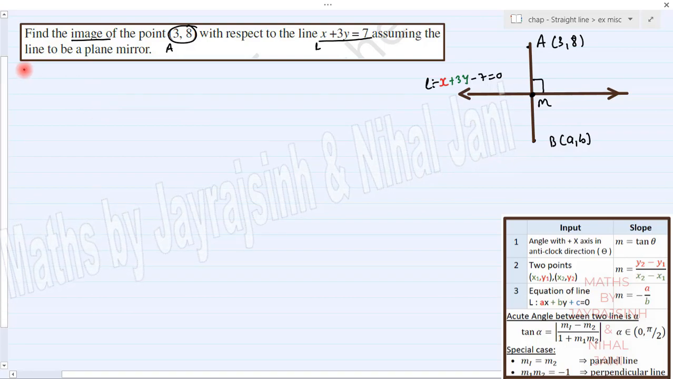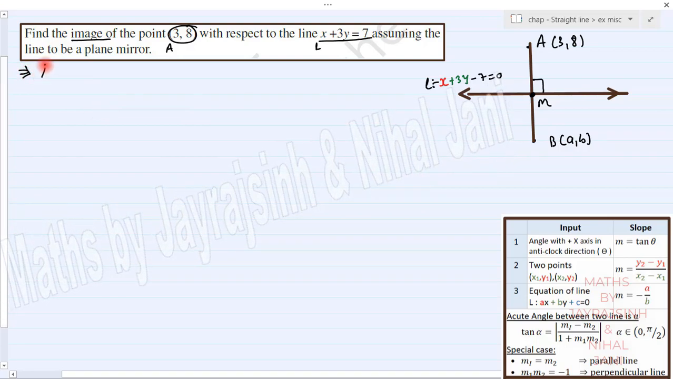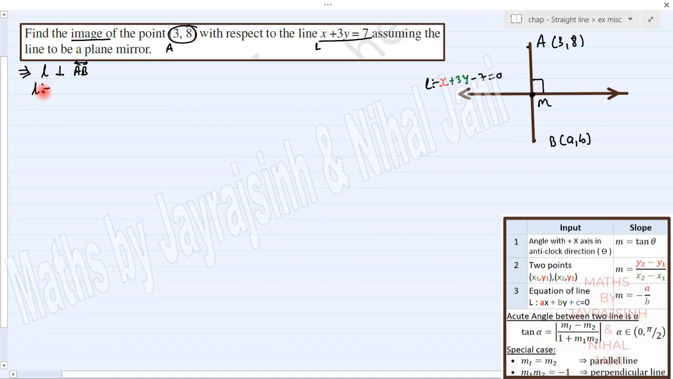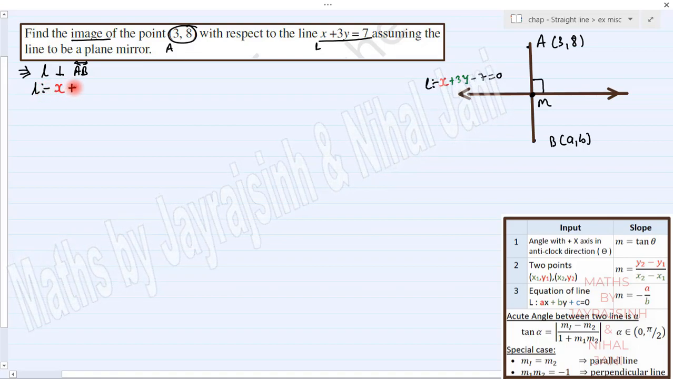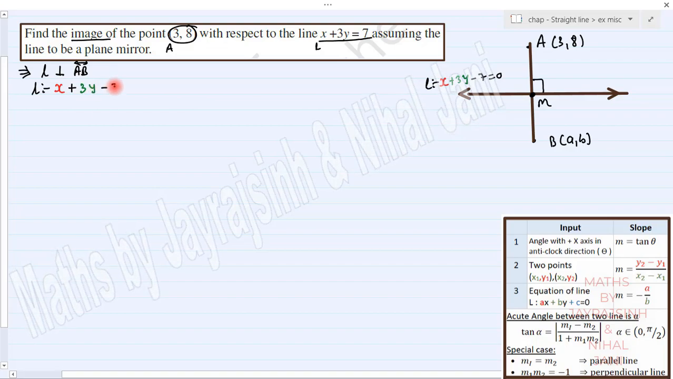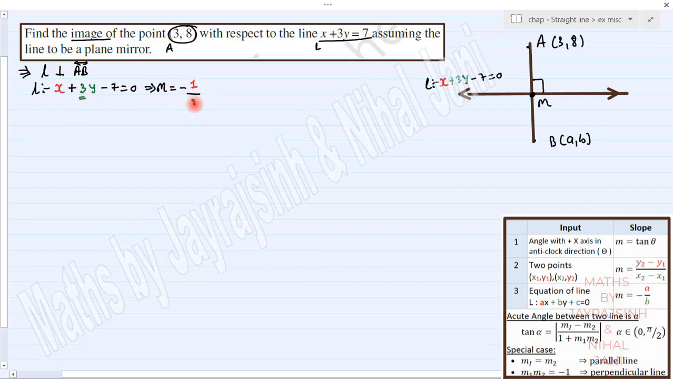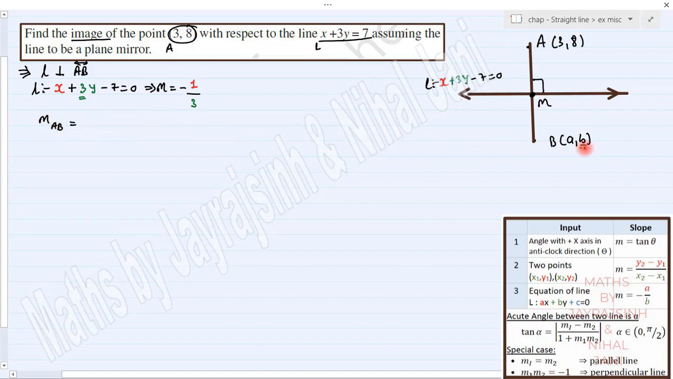So let's obtain our two equations. Our first condition is that line L is perpendicular to line AB. So let's get the slope of L from its equation, x plus 3y minus 7 equal to 0. We can say the slope of L is given by minus a by b, the coefficient of x, which is 1, and the coefficient of y, which is 3. Similarly, to get the slope of AB, we take the difference of y coordinates, which is b minus 8, upon the difference of x coordinates, which is a minus 3.